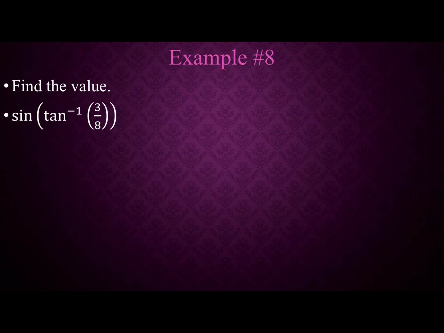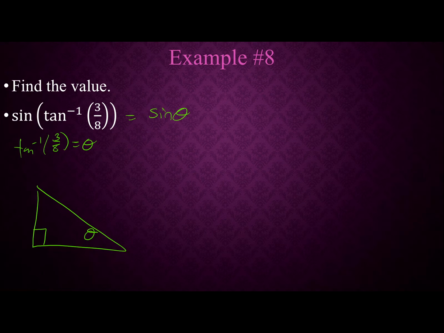So if we have sine of tangent inverse of 3/8 here, the tangent inverse of 3/8 is going to create our angle, our theta. So we're looking for sine of theta. Again, I'm going to draw my triangle this way. It doesn't matter how you draw it. Just make sure, based off wherever the angle is, the 3 is opposite, the 8 is adjacent. We obviously have to solve for the hypotenuse. So 3 squared plus 8 squared equals x squared. 9 plus 64 is 73. And when we square root that, 73 is prime, so there's nothing more we can do with that. We can't simplify it in any way.